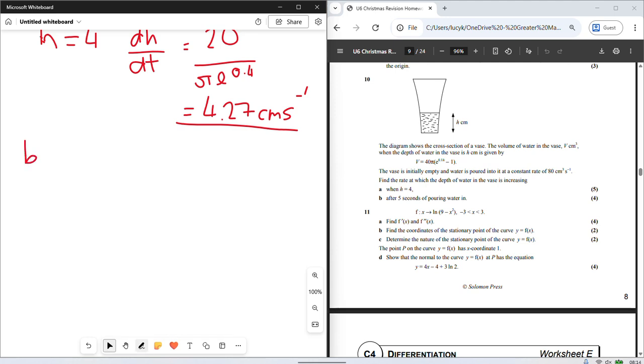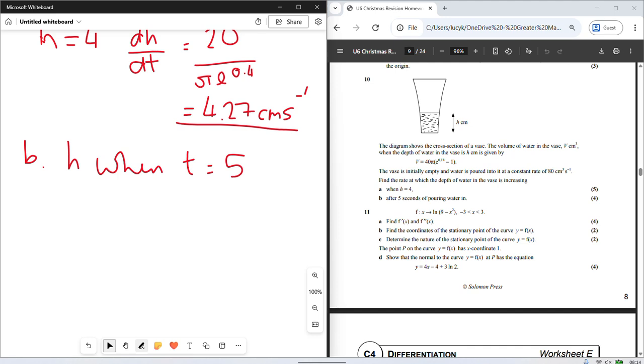Then part B, it wants to know the rate of change after 5 seconds of pouring in. So I basically need to find out what h is when t is 5. So how can I find h when t is 5? I know I've got an equation for volume, but that's with respect to the height. So I do have an equation relating volume and height, and I also know dv by dt as well.